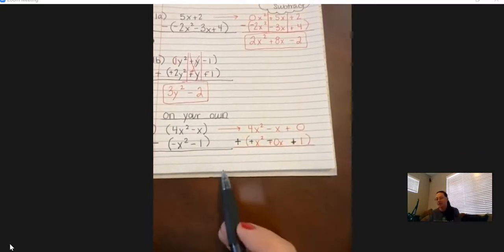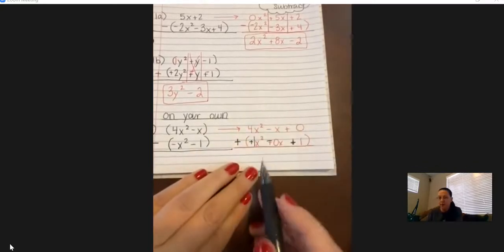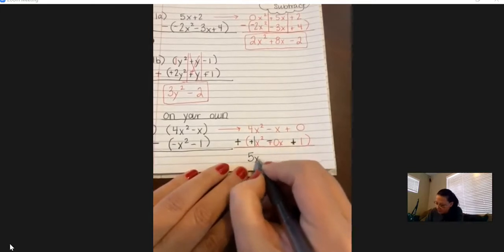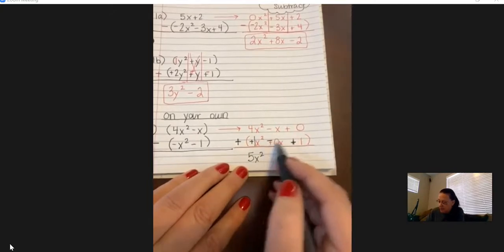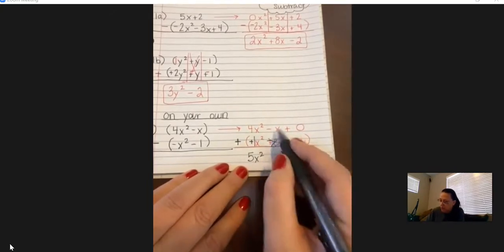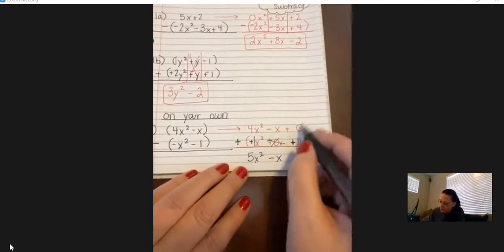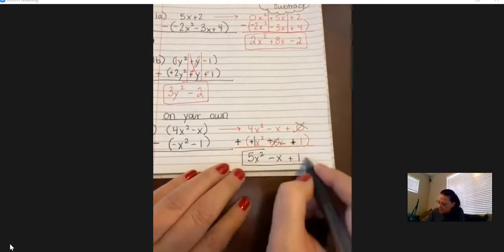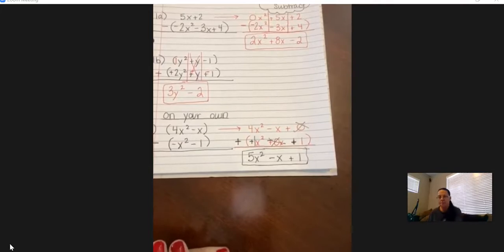Now I can add a lot easier. 4x squared plus a 1x squared. If I had 4x squared and I added 1x squared, I now have 5x squared. A negative x and take away another x, that really doesn't matter because it's really just a 0. So I still have just negative x. 0 plus 1, 0 obviously doesn't matter. I just still have a plus 1. So your final answer is 5x squared minus x plus 1.